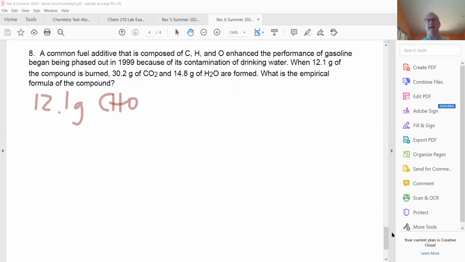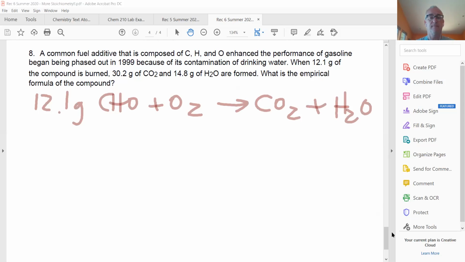And what reaction is that? When you say it's burned, what does that mean? Combustion. React with oxygen? Right, it's a combustion reaction. And so when I do a combustion reaction of something that only has carbon, hydrogen, and oxygen in it, I'm just going to make CO2 and H2O. Those are going to be my two products, right? And so the information I have is that I've got 30.2 grams of CO2, and I've got 14.8 grams of water.